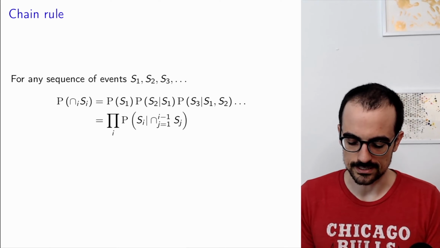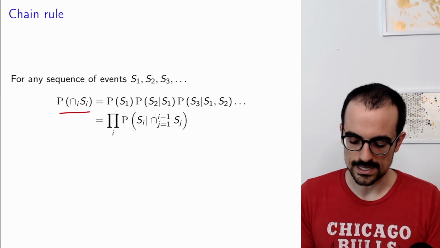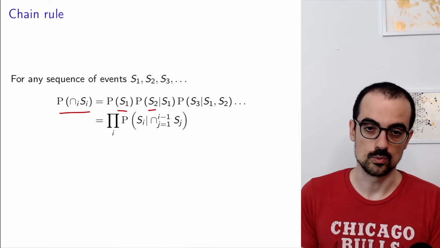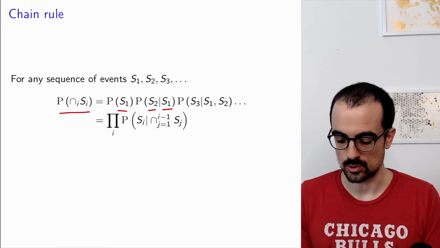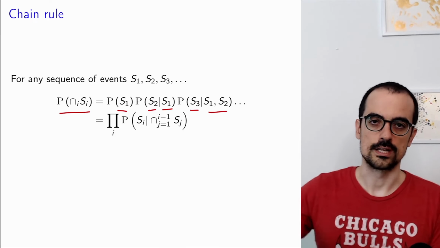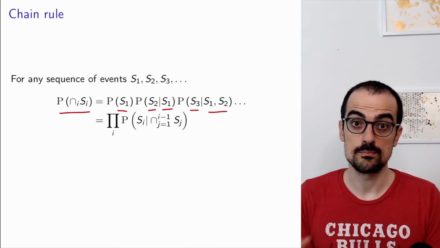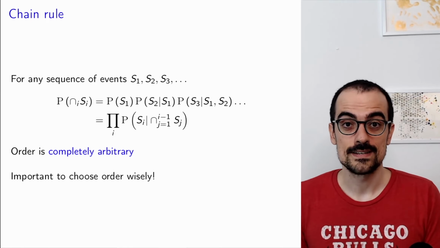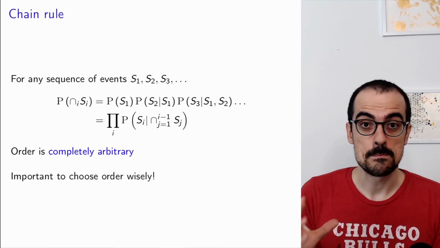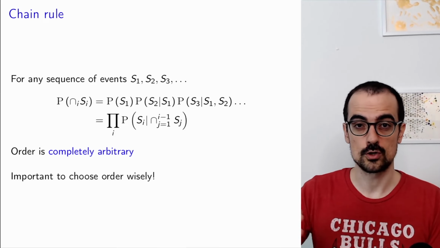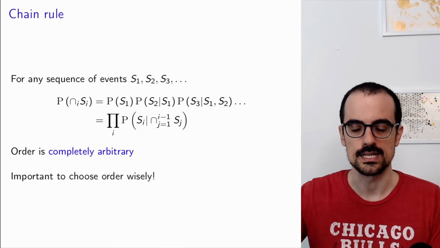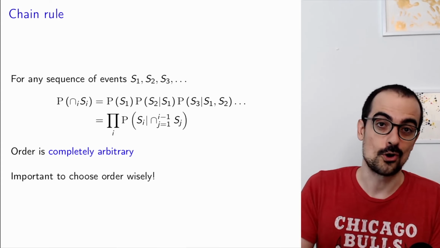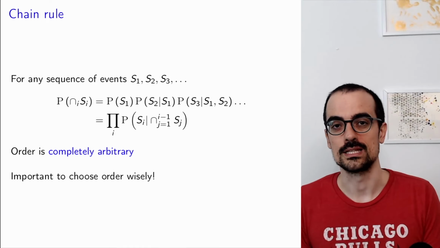So you have an intersection of many, many events. You take one out, then you take another one out and you condition on whichever you have taken out before, and so on and so forth. And you do this in probabilistic modeling many, many times. Something that I want to emphasize is that the order is arbitrary, but essentially because of conditional independence assumptions, we will see this later on, it's actually very important how you choose the order, both for homework problems, but also in real-life probabilistic modeling.